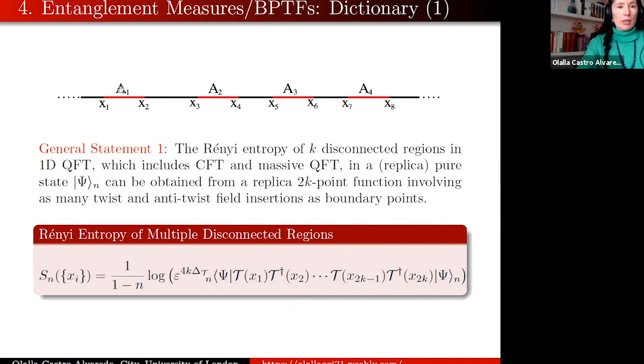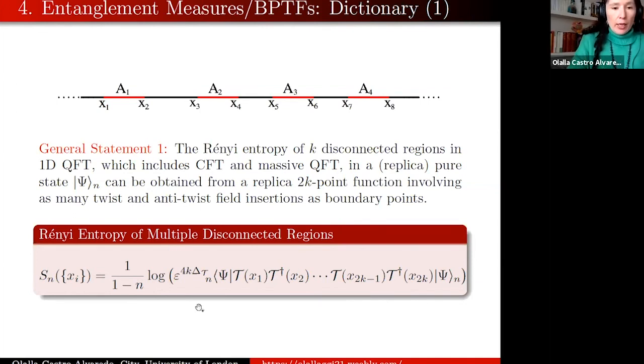For each of these intervals, let's say A1, you're going to be inserting a twist field at each boundary point of those intervals. And in the case of the entanglement entropy, you insert a field T on the leftmost boundary point and a conjugate twist field, so T dagger, on the rightmost boundary point. And you do that for each of these little regions, say A1, A2, and so on. So you end up with this 2K point function you have to compute for these fields on the replica theory.